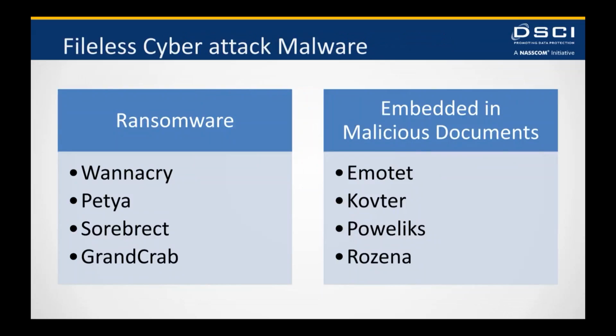Now I would like to give some examples of these fileless cyber attack malwares. One is ransomware. The other is embedded in malicious documents. WannaCry, you all know about that. Petya, GrandCrab, Scareware. These are the popular ransomwares. Then embedded in malicious documents, we can see Emotet, which is very popular, Kovter, Poweliks, Rozena. So these are the malwares which we can call fileless and very dangerous.